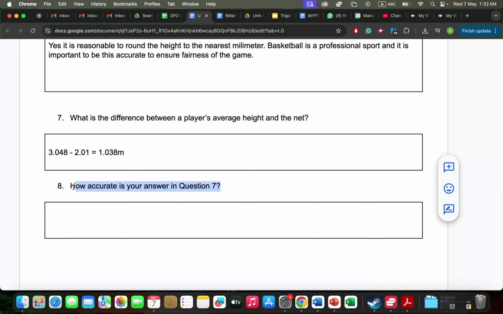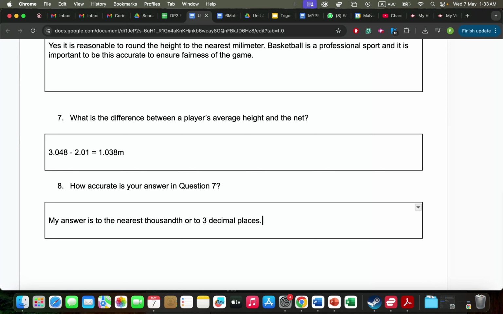So now this is a classic question. How accurate is your answer in question 7? Please don't ever say that my answers are accurate, because the NBA has given us the height of the net and the average height of the player. So you should be saying something like, my answer is to the nearest 1,000th, or to 3 decimal places. And of course we can explain why they have 3 decimal places if the question asks for it.